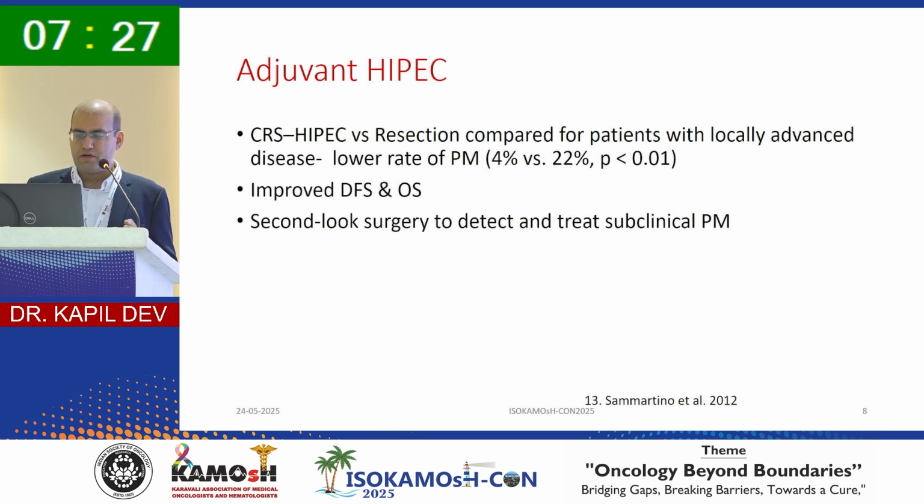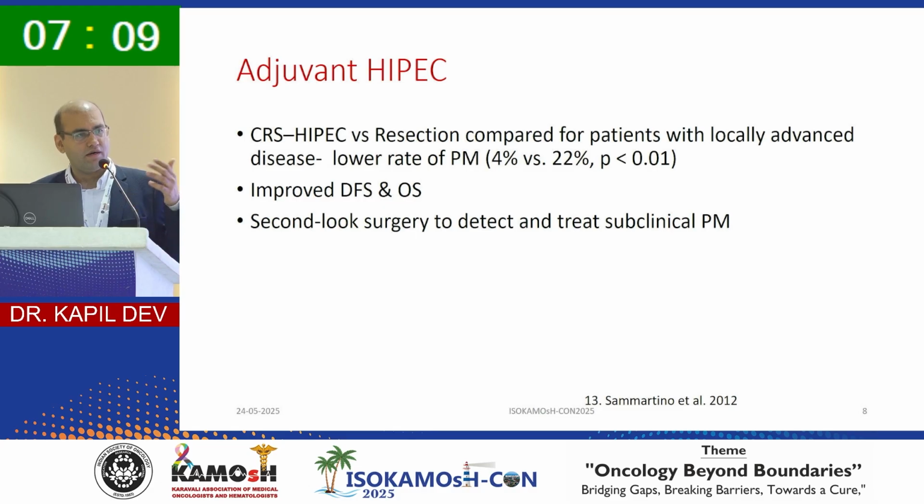Adjuvant HIPEC has also been studied in various reports. They found that peritoneal metastasis-free survival is better in the HIPEC group. Another advantage is that subclinical peritoneal metastasis is very difficult to diagnose even with conventional imaging.